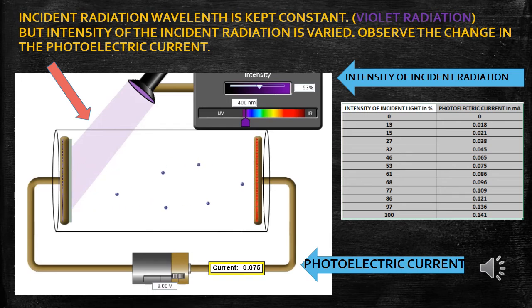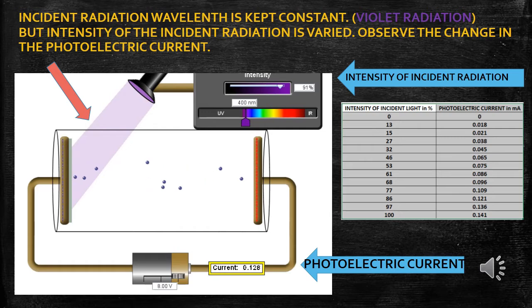Observe the animation. You can observe that when the intensity is increased, the number of electrons ejected out from the metal also will be increased. Correspondingly, the photoelectric current which is shown by the micrometer will also be increased. So here, all the readings, the intensity that is measured in terms of percentage and the photoelectric current that is measured in terms of milliampere, are both tabulated here. The readings which are shown here in the animation are all tabulated. Later we'll see how the graph can be drawn.